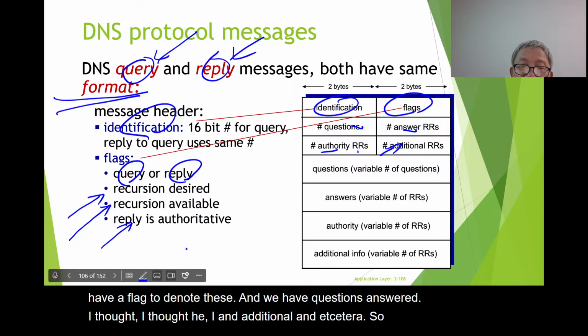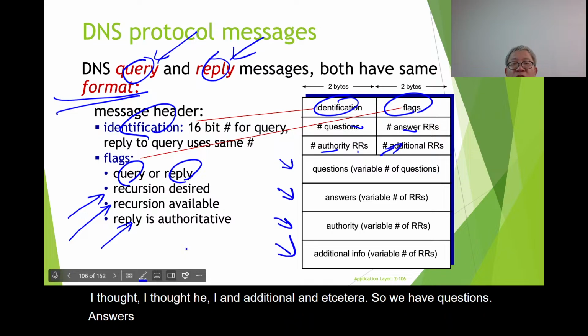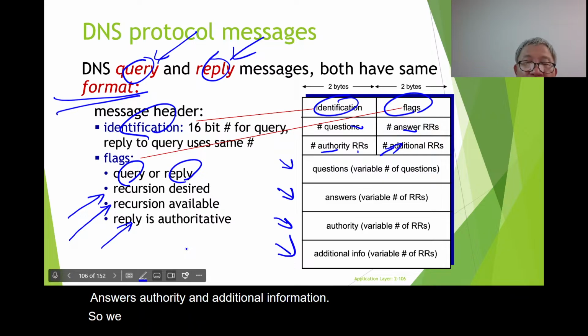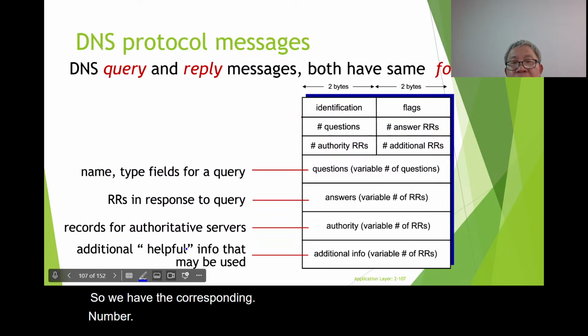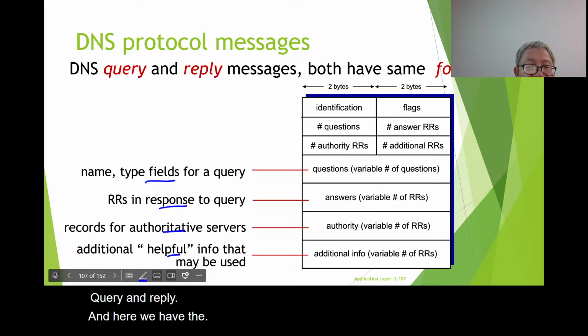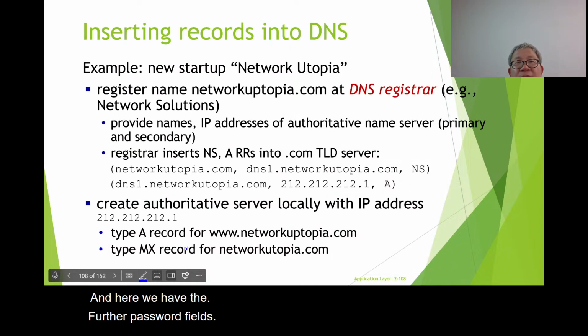So we have questions, answers, authority, and additional information, with the corresponding number for each. Well, query and reply, and here we have further possible fields. Following that format, we can have the query and reply.